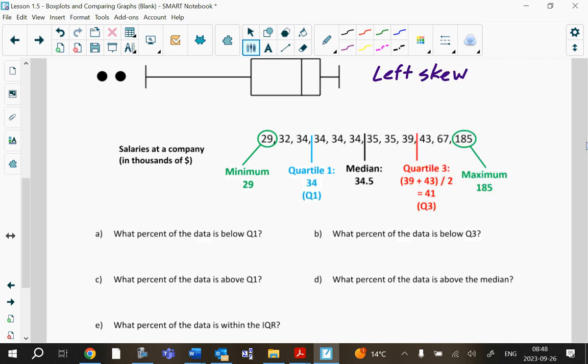So I could say 1, 2, 4, 4, 6, 7, 7, 10. Okay. And I could ask you, what data values represent the bottom 25% of the data?